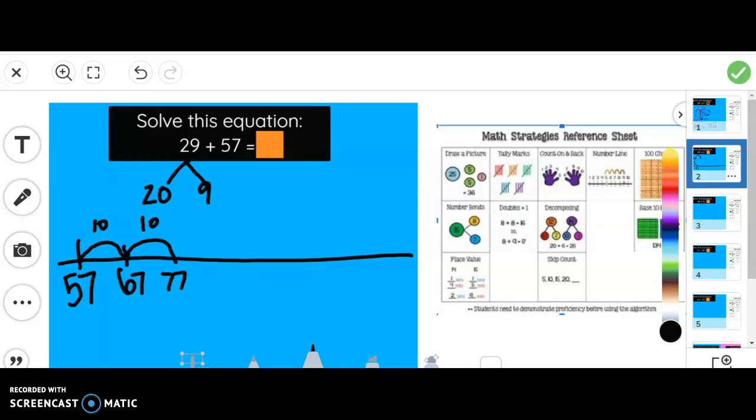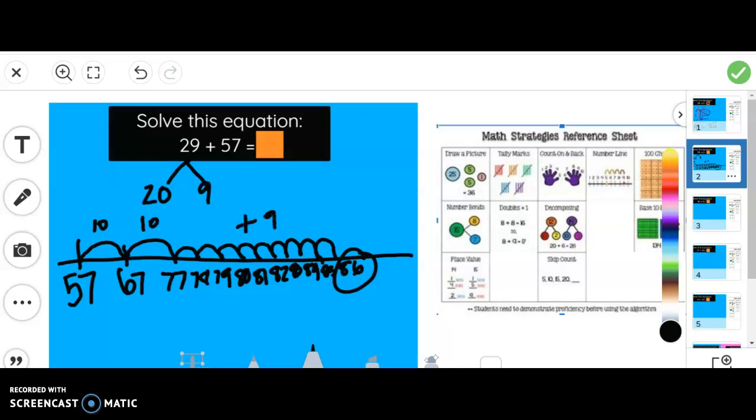Let me check by doing the hops. I'm going to take 9 hops. 1, 2, 3, 4, 5, 6, 7, 8, 9. Now I'm going to count on: 77, 78, 79, 80, 81, 82, 83, 84, 85, 86. I ended at the number 86.